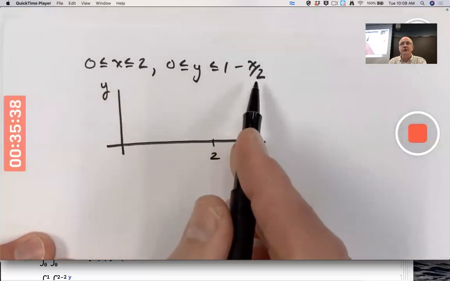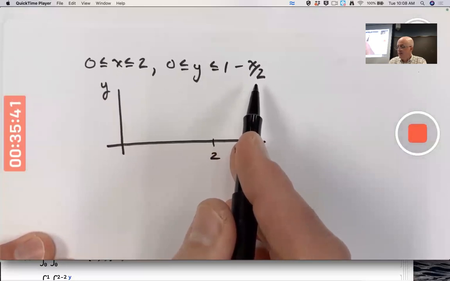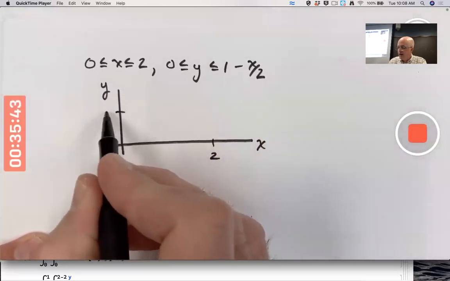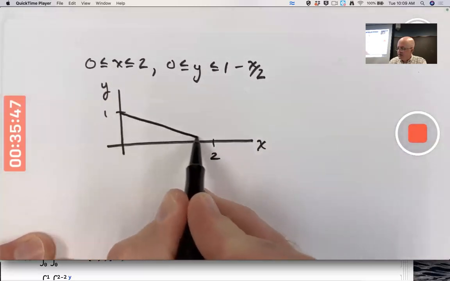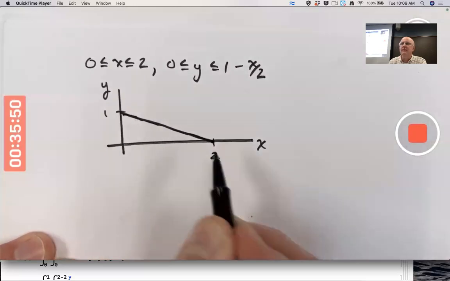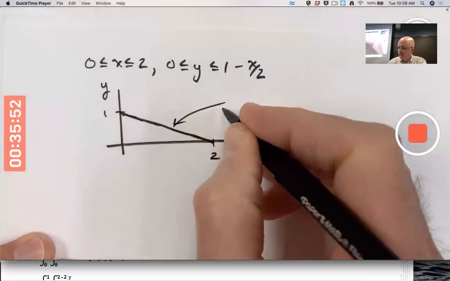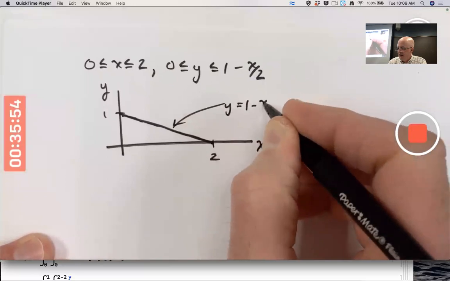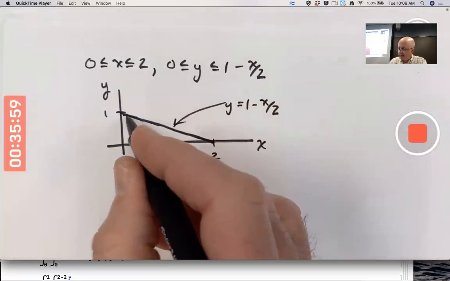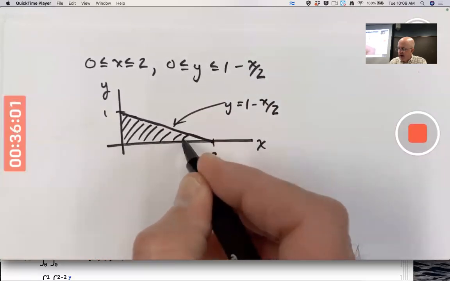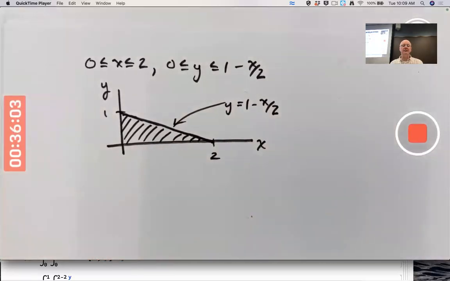One minus x over 2 has a graph that is a straight line with a y-intercept of 1 and a slope of -1/2. Its x-intercept is 2. There's our triangle. That line has this equation. These inequalities mean we're inside this triangle. That is the domain in the xy plane where the joint PDF of this bivariate random variable is strictly positive. It's 0 elsewhere.